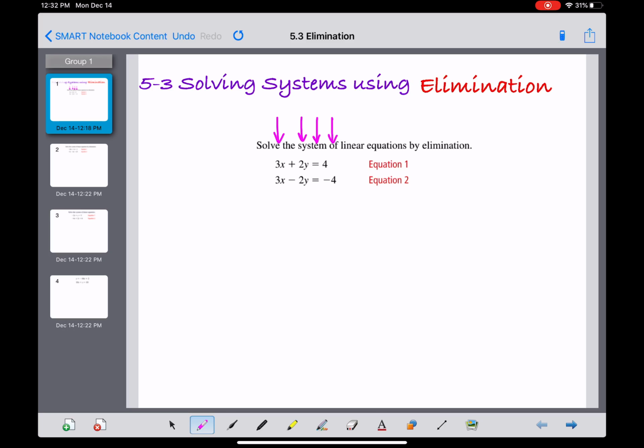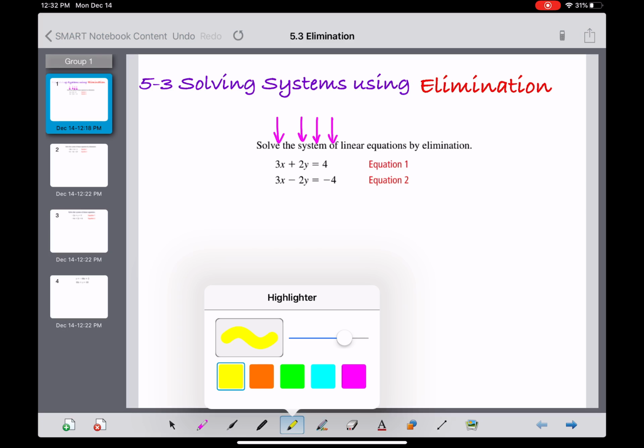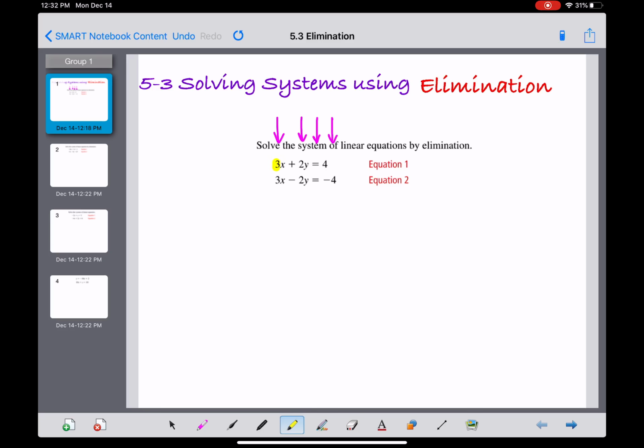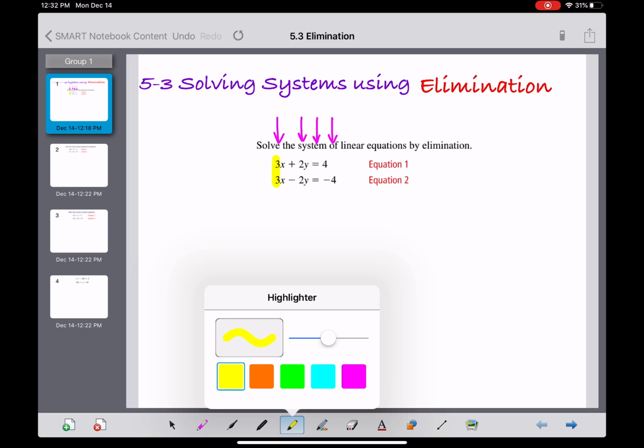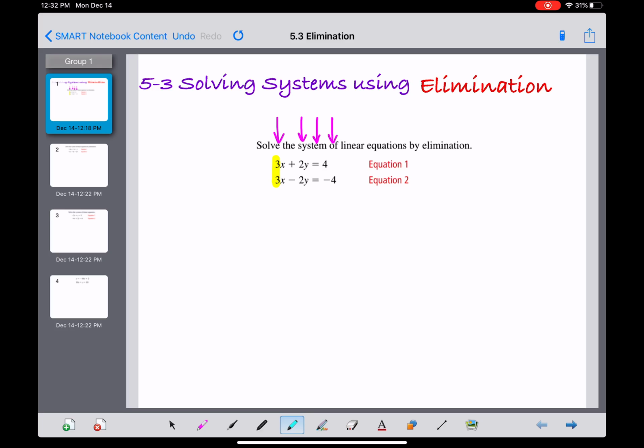If you notice, these are in standard form. Standard form is probably the easiest setup in order to do elimination. The second key is that one of the variables' coefficients are the opposite of one another. So if we look at x's variables, they're close, but they both happen to be 3. If we look at y's variables, however, they are opposites, 2 and -2. So the y values can be easily eliminated.